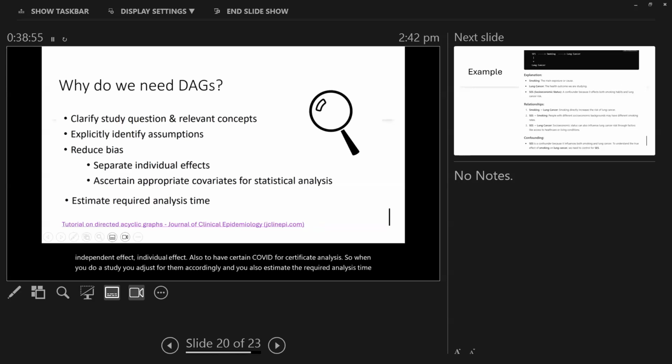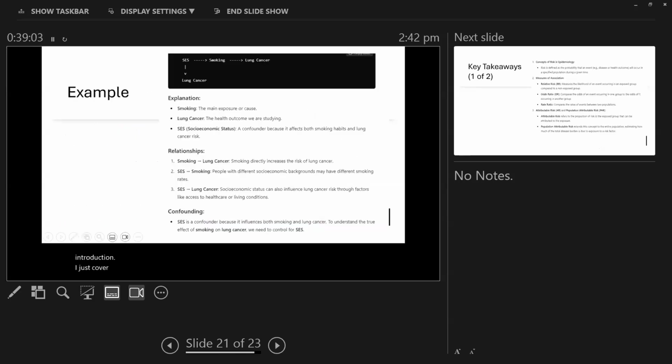So if you're interested, you can go here. I'll send you this. This is a tutorial. I think this is just a broad introduction. I just covered one explanation I created. Low SES, socioeconomic status, lung cancer. Socioeconomic status causes people to smoke and causes lung cancer. So smoking is the main exposure here. The health outcome is lung cancer.